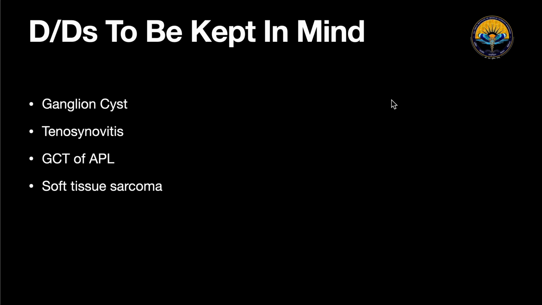The diseases which we should keep in mind are ganglion cyst, and one very important differential, tenosynovitis. Other than that, we will also keep in mind giant cell tumor of the abductor pollicis longus tendon and soft tissue sarcoma. Whenever we are thinking a lesion could be a ganglion cyst, a common differential is tenosynovitis.